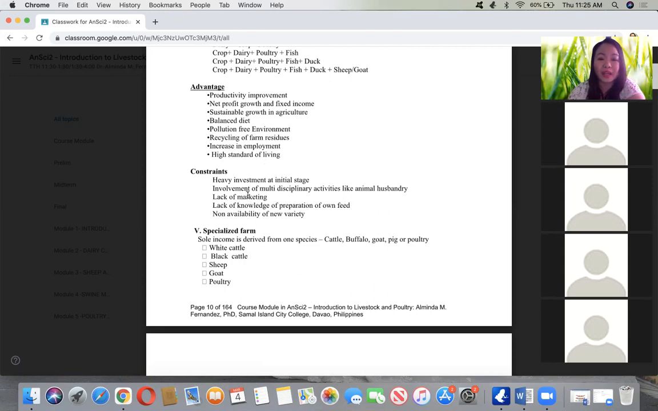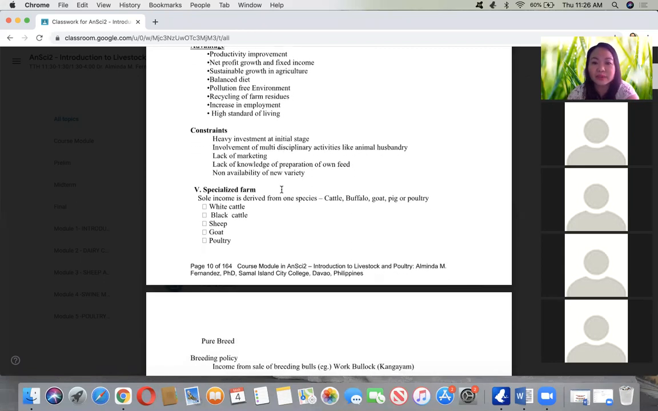However, medyo mahirap sa ating mga Filipinos na maging mas yumaman, no? And that includes it. We need a heavy investment initially, but luckily the Department of Agriculture and the government is now answering that constraint, no?